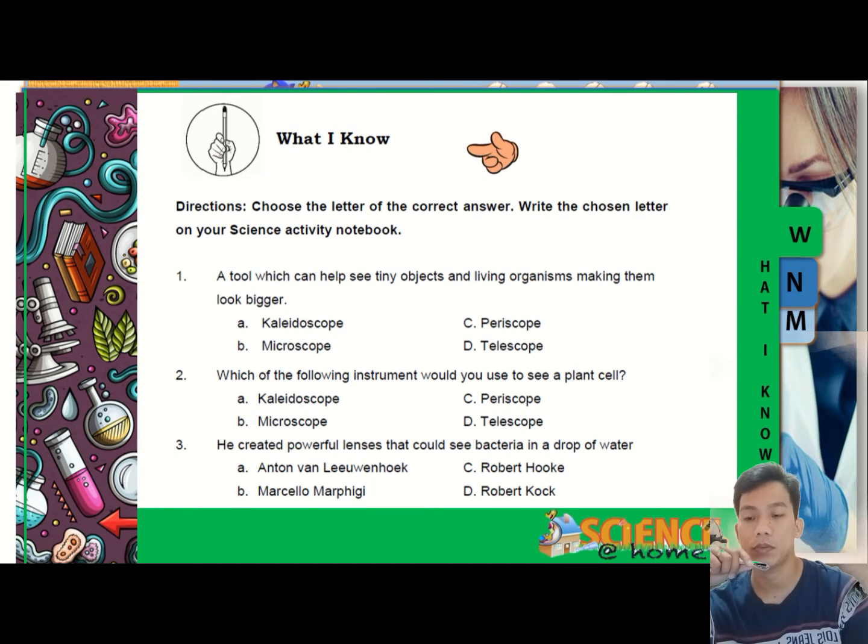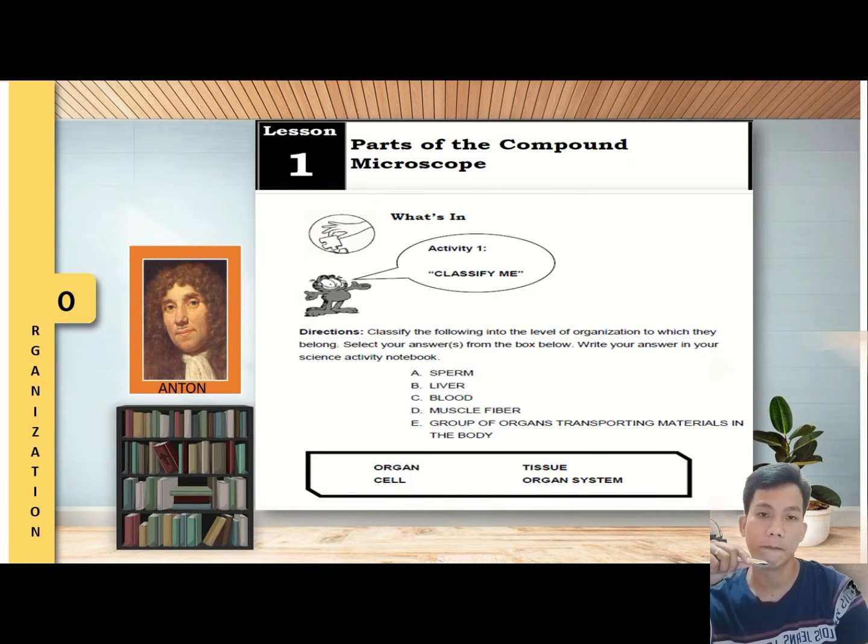Next is the What I Know. For the What I Know or pre-assessment test, choose the letter of the correct answer. Write the chosen letter in your science activity notebook or in your answer sheets. This is a simple multiple choice question. There are 15 items in the test, and I only put three here.